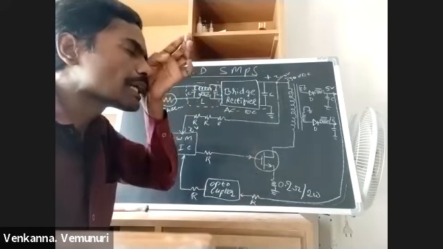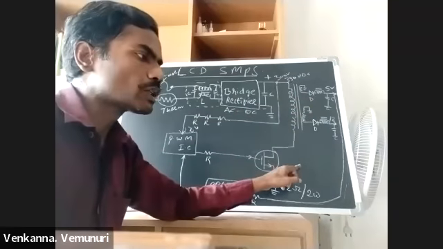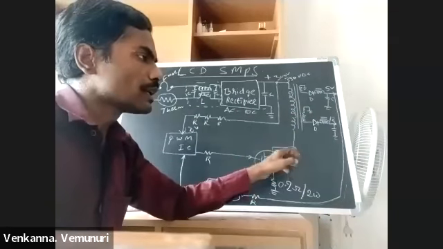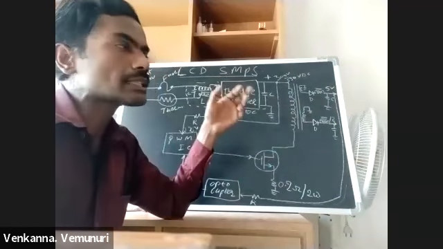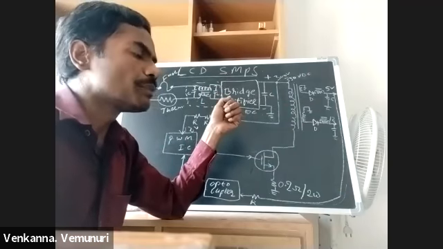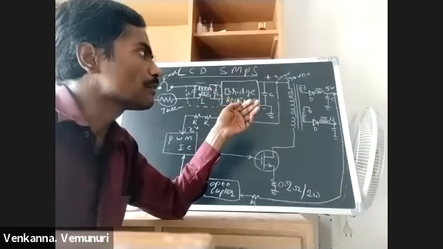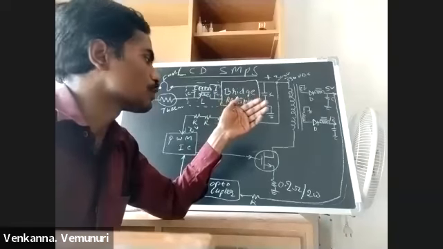Sometimes this 5 volts suddenly drops to 1 volt or 2 volts. This 5 volts is connected to another section. If the voltage drops in another section, meaning there is a short circuit, then this voltage drops from 5 volts to 1 volt or 2 volts.